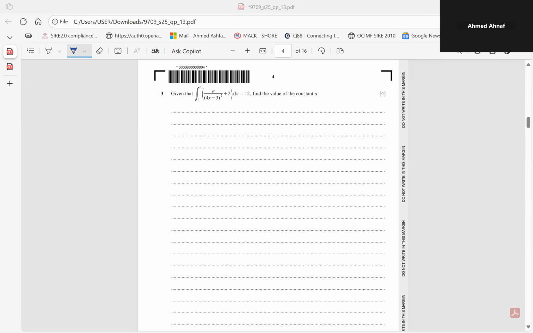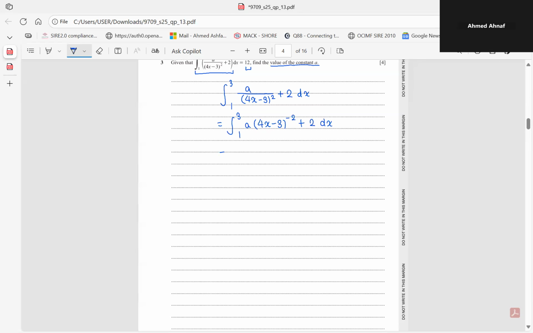Okay, so for this question, we're told that given that this integral is equal to 12, we're going to have to find the value of the constant A. Okay, so first of all, let's evaluate this definite integral. Plus 2 dx. Okay, so to evaluate this integral, to make it easier for us, let's re-express a over 4x minus 3 squared as a times 4x minus 3 to the power of negative 2 plus 2 dx.